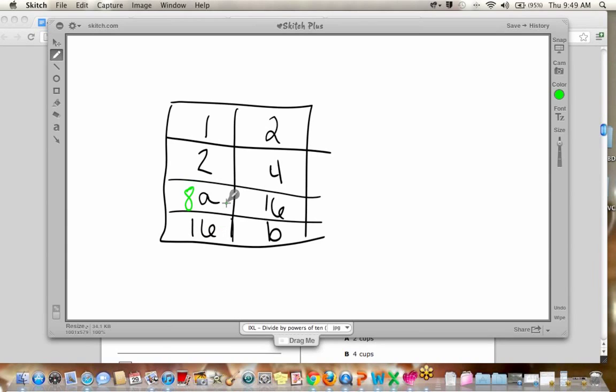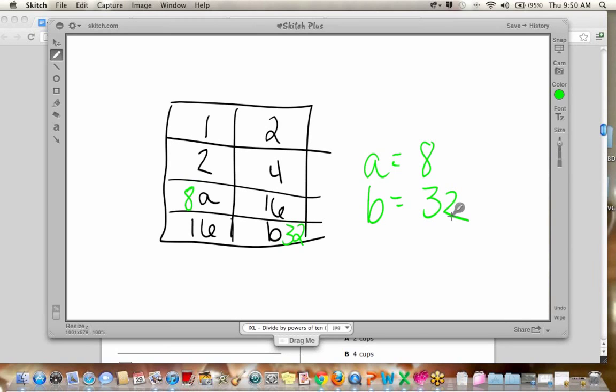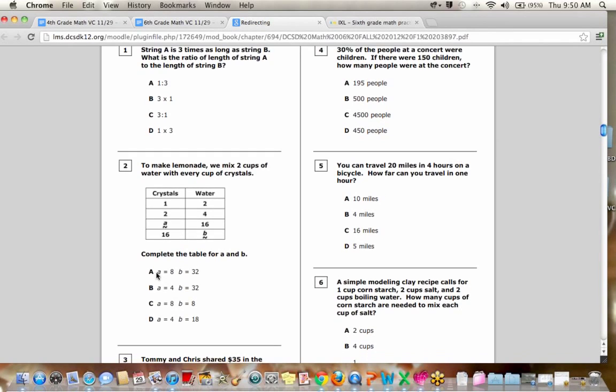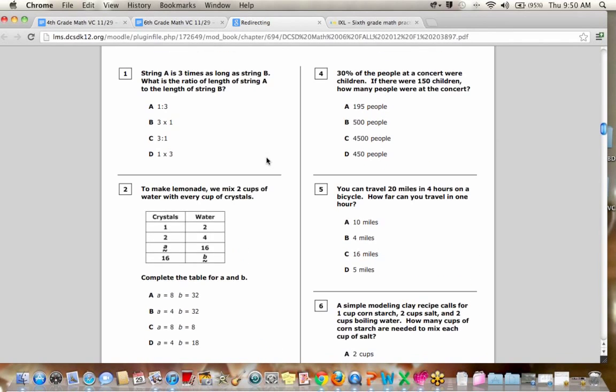So now this one's really easy. What's 16 times 2? You'll probably have to type that into the chat. You don't have enough fingers. That's right. 16 times 2 is 32. So now we need to just go find the answer that says A equals 8 and B equals 32. So let's go see. Looks like the answer would have been A. Okay? Give me a thumbs up if you're with me so far.